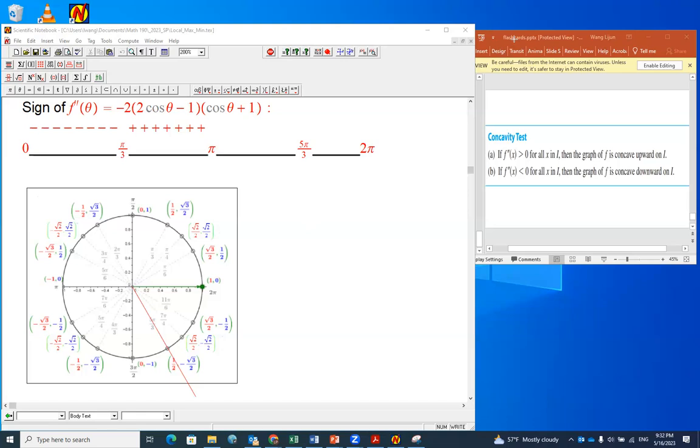Once again, on this interval, this piece is negative. Negative again. Negative times negative is positive. So on this interval, it's positive. So concave up, there's no change of concavity. So this tells us that pi is not an inflection point, even though the second order derivative is zero.